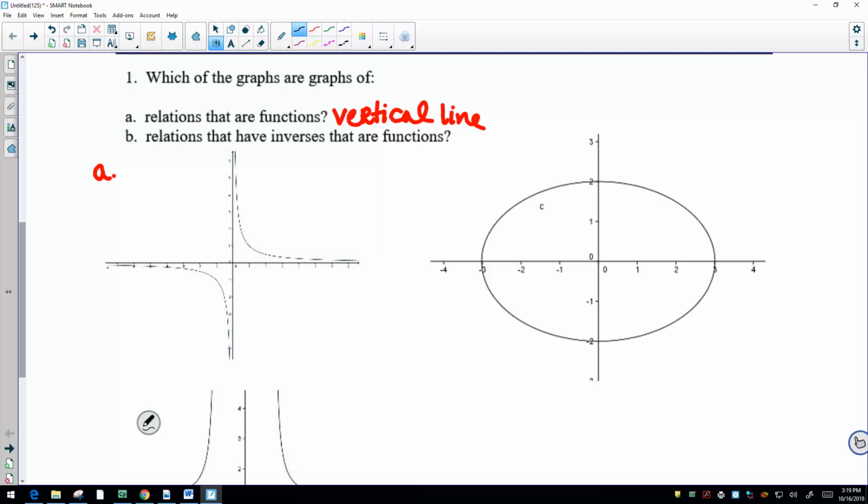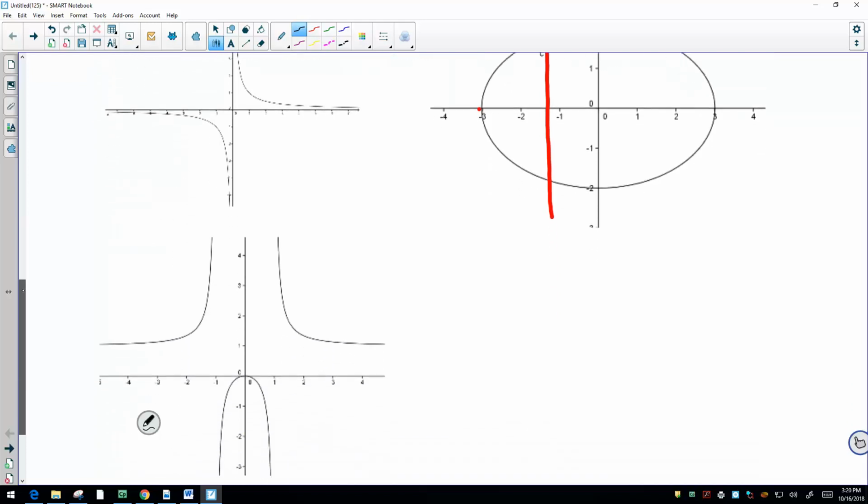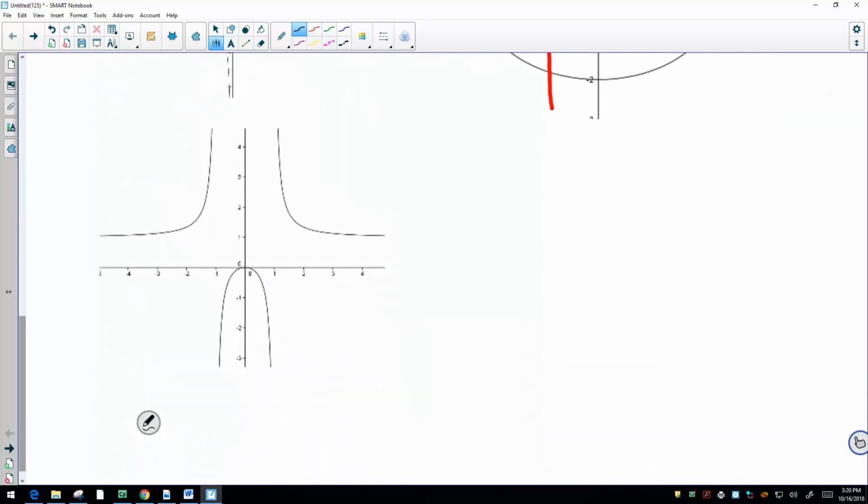If I look at the second picture, this is going to fail your vertical line test. Anywhere I draw a vertical line, I can see I'm going to hit 2 locations. The only place it won't hit 2 locations is right at the end of the graph, but as long as it fails at 1 point, I can say it's not a function. If I look at the graph below, again, drawing vertical lines, this one's okay. No matter where I draw a vertical line, it will only ever touch the function at 1 location. So this one I can consider also a function.